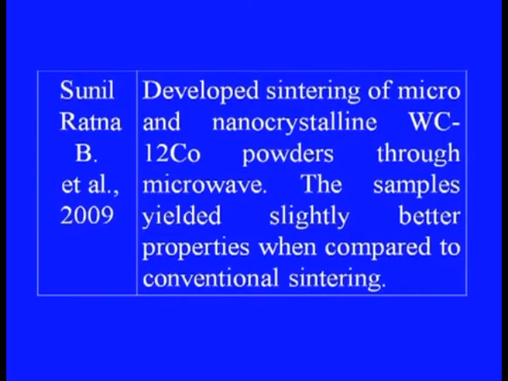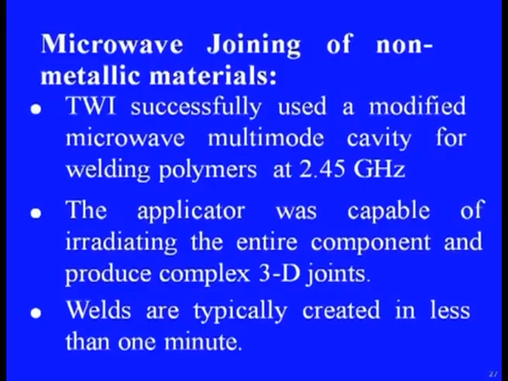Then Sunil Ratna and his co-researchers developed sintering of micro and nanocrystalline tungsten carbide and 12 cobalt powders through microwave. They found that the microwave sintered samples yielded slightly better properties when compared to the conventionally sintered products of the same material.